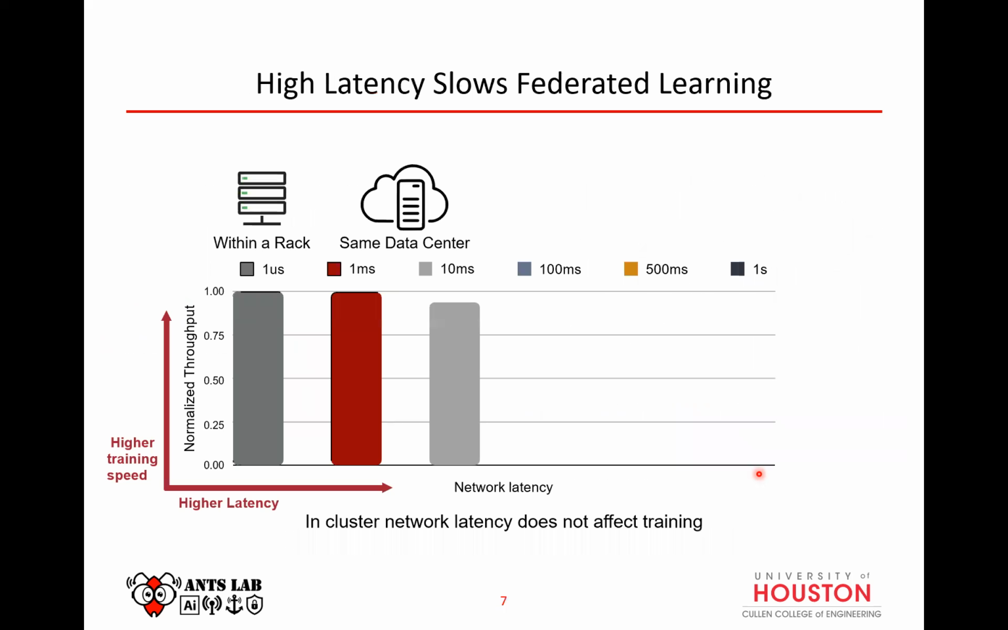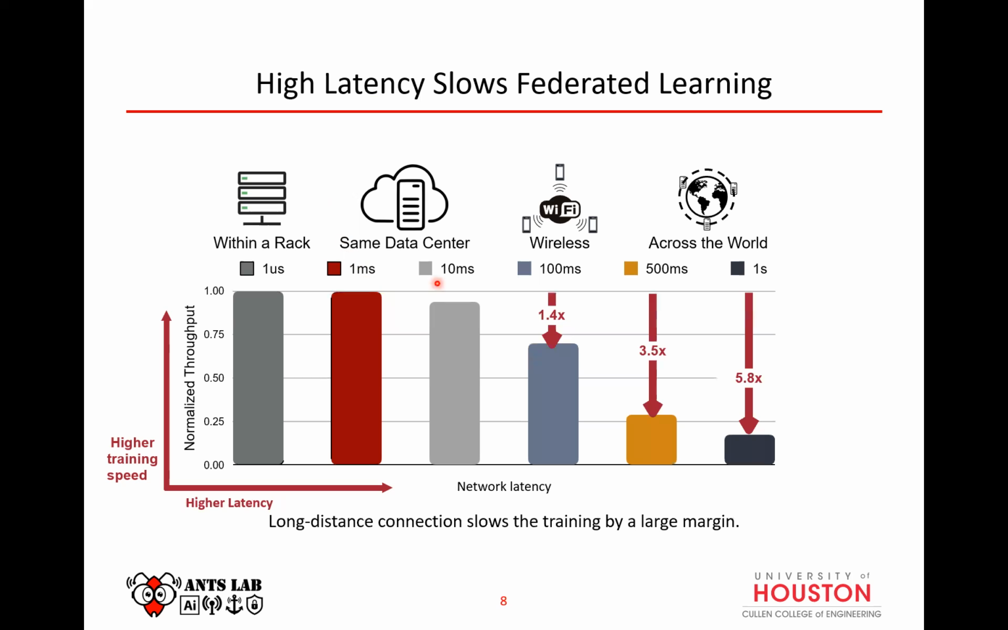To see more exactly how high latency slows down federated learning, let's consider this graph, where you have the normalized throughput of your network versus the network latency. If the training is happening within a rack, the delay might be about 1 microsecond. But if the same training is happening within one data center, which is much larger, the delay would be about 1 millisecond up to 10 milliseconds. If you keep going further, with Wi-Fi, the wireless, it goes up to 100 Mbps.